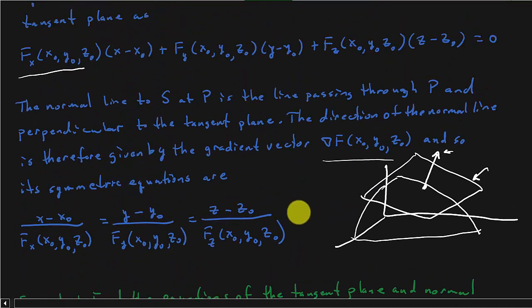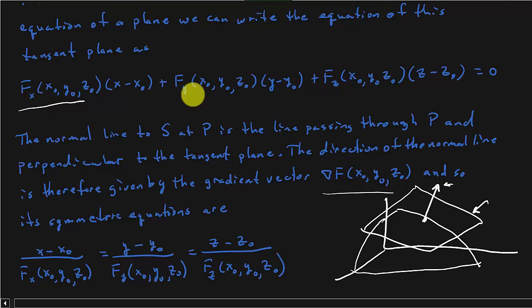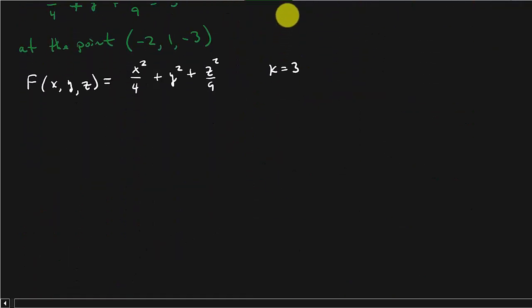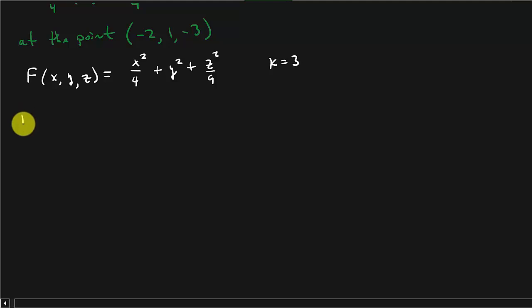So what do we have to find? Well, we've got to find the partial of capital F with respect to x, y, and z. And then what do we have to do? We have to evaluate them at that point. And then you just plug everything in there. It's pretty simple. So let's find the partial with respect to x. Well, that's going to be x over 2. And then we've got the partial of f with respect to y.